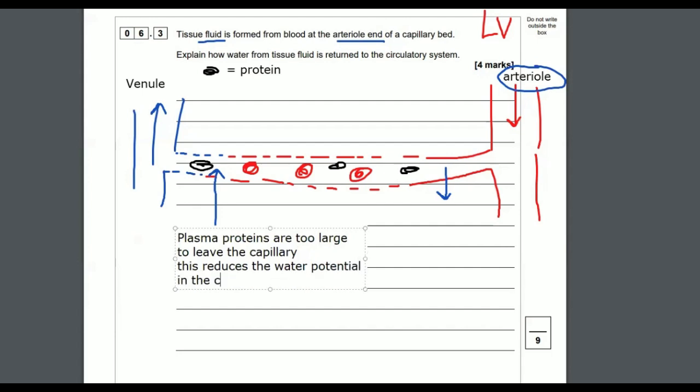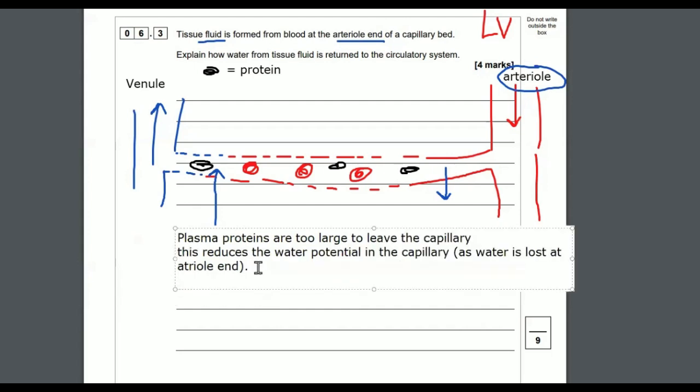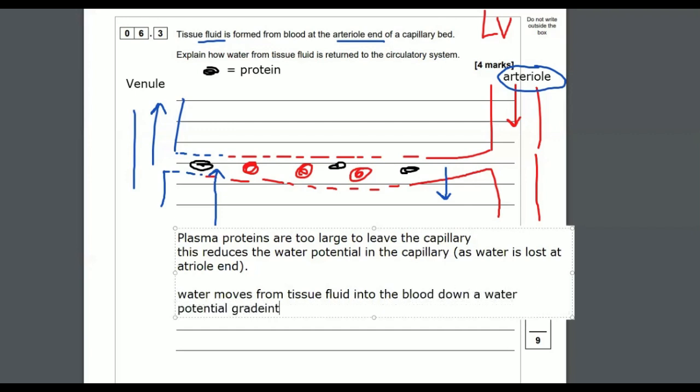Now, why is suddenly the water potential higher? Well, we lost some water at the arterial end, and also the plasma proteins get left behind. And because water's been lost and the plasma proteins are too big to get through the fenestrations, or the small gaps in the capillary wall, this means that the blood in the capillary, its water potential lowers so that it's considerably lower than the water potential of the tissue fluid. So water moves back into the capillary from the tissue fluid.